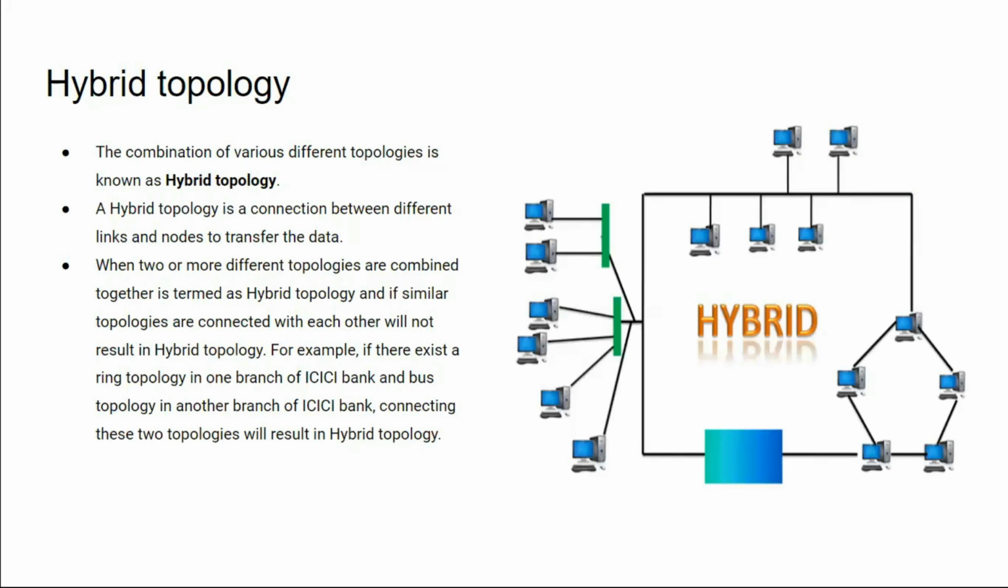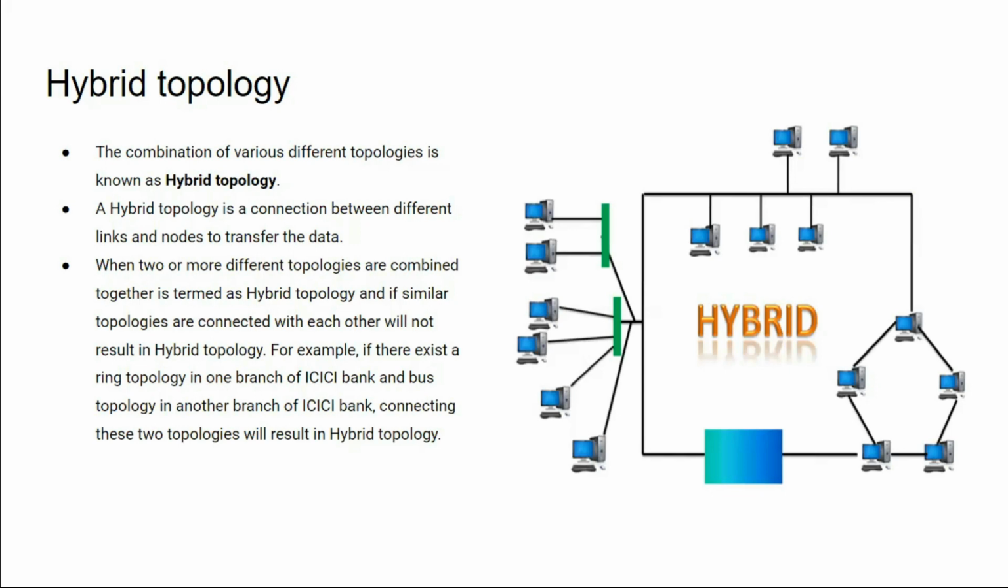The next one is hybrid. So if any two or more different topologies are connected together, then it will be called a hybrid topology. So it is a connection between different links and nodes to transfer the data. Two or more different topologies combined together are termed a hybrid topology.